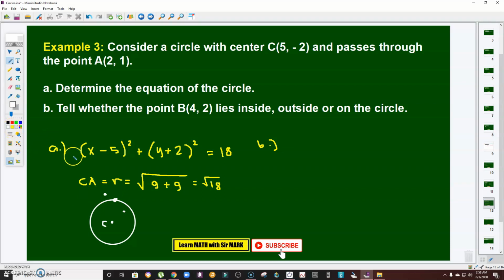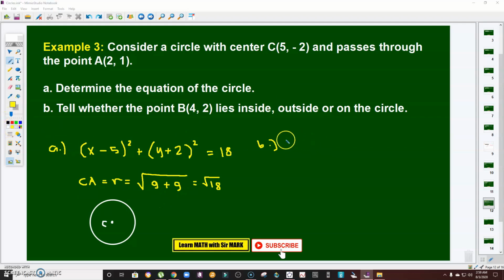So, all we have to do is to get the distance between that point and the center. Meaning to say, if the distance is less than the radius, the point is inside the circle. If the distance is equal to the radius, therefore, the point is on the circumference of the circle. Then, if the distance is greater than the radius, then that point B lies outside. Clear yung target natin?